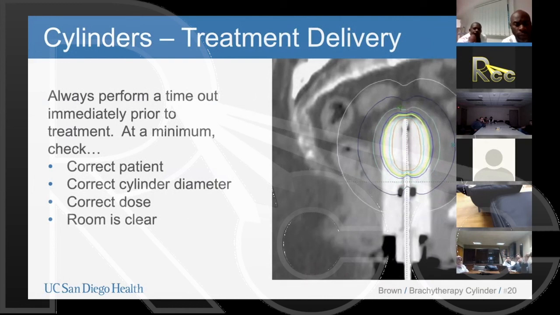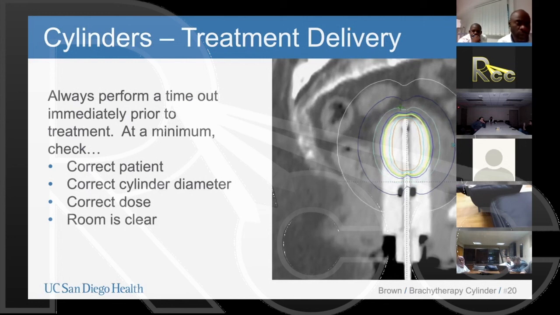Why is it so important that we have the correct cylinder diameter? Does anyone want to chime in on that? So let's say we have a pre-plan for a 3 centimeter diameter cylinder, and we insert a 2.5 centimeter diameter cylinder. What is the result going to be? It's going to be pretty severe for the patient because the 200% isodose line will almost certainly then be in the tissue. We're going to severely overdose the patient.